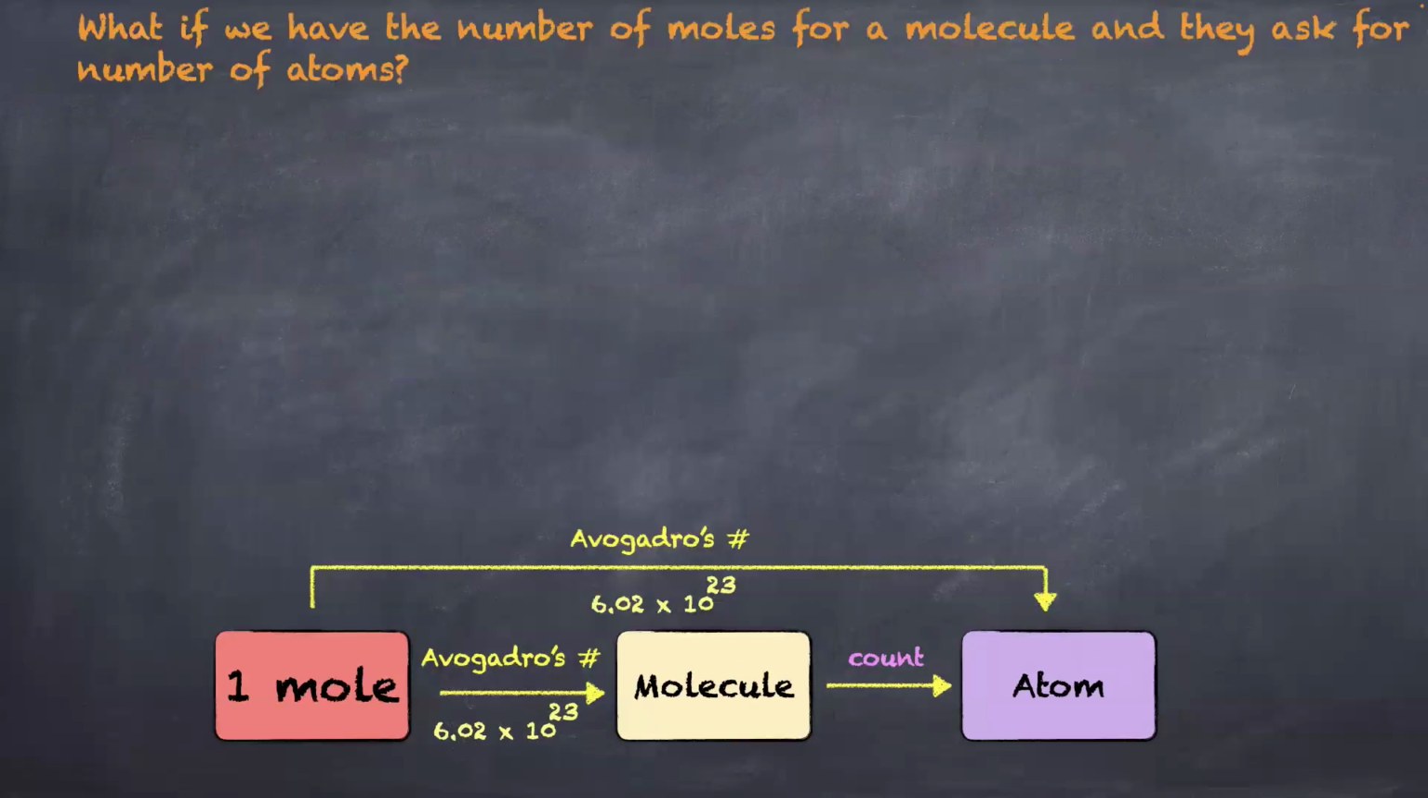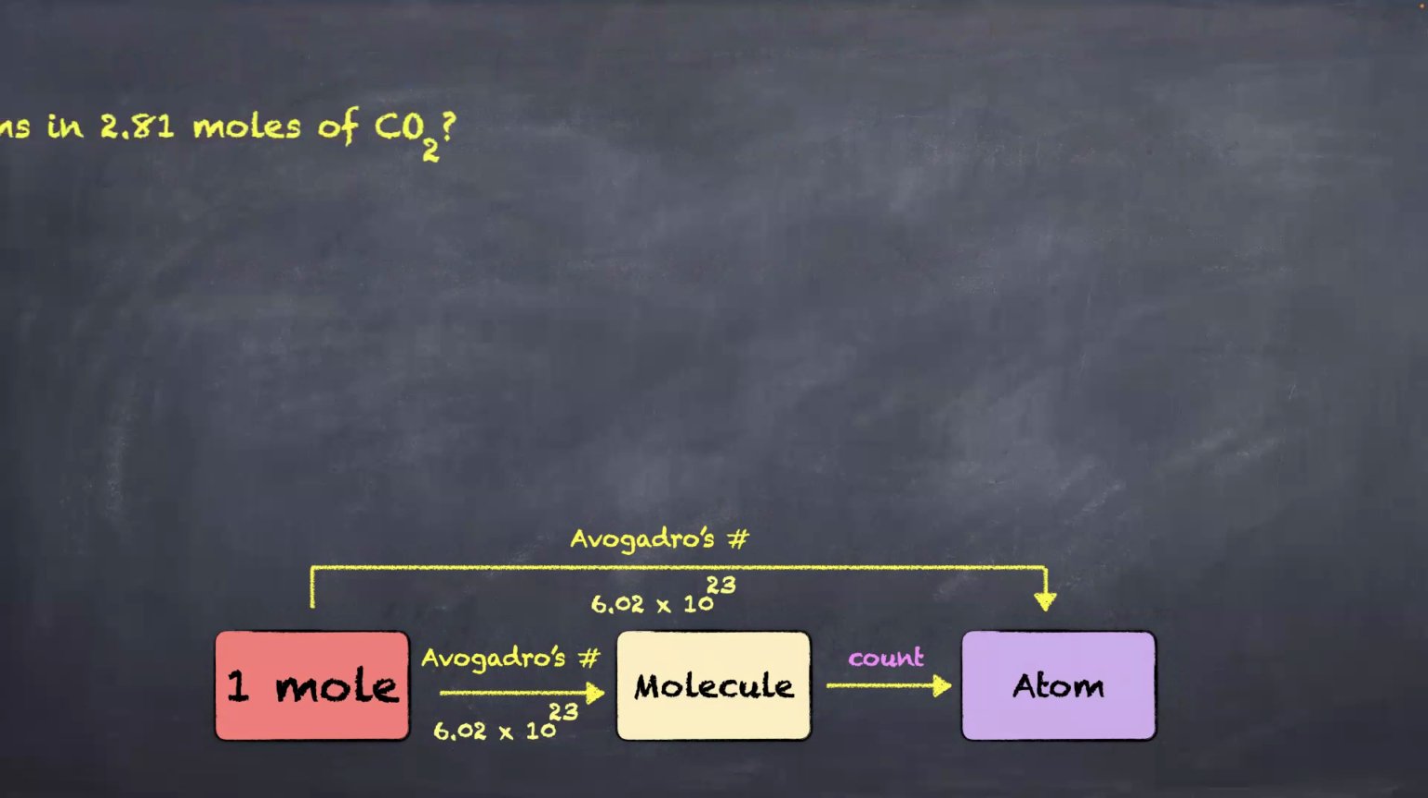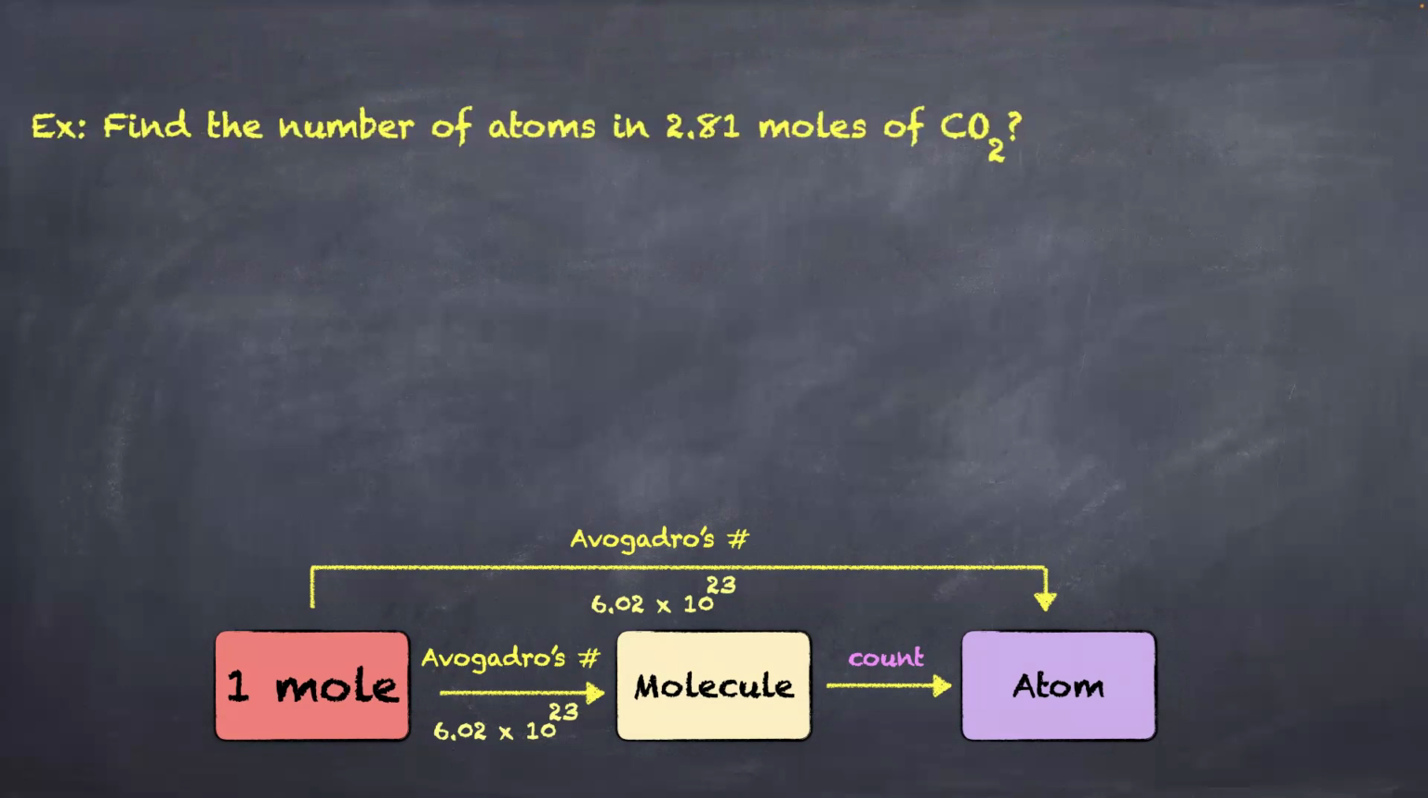But then what if we have the number of moles, but this time for a molecule, and they're asking us to find the number of atoms? So this is a different scenario right now. So we can take a look at an example. Let's say find the number of atoms inside 2.81 moles of CO2.